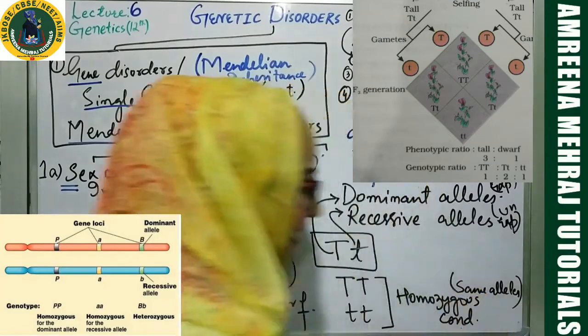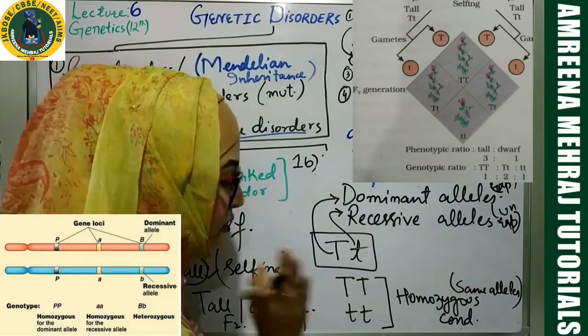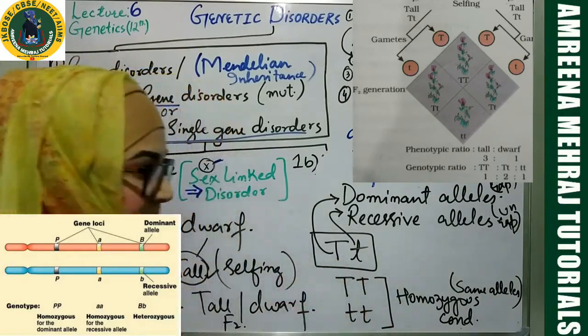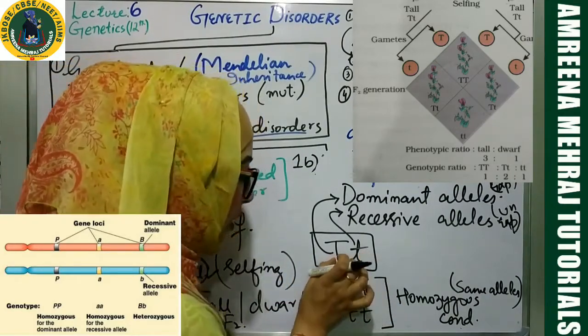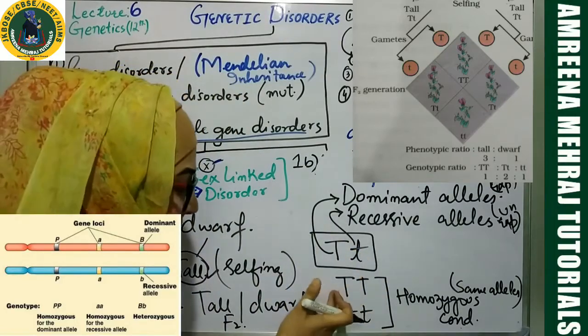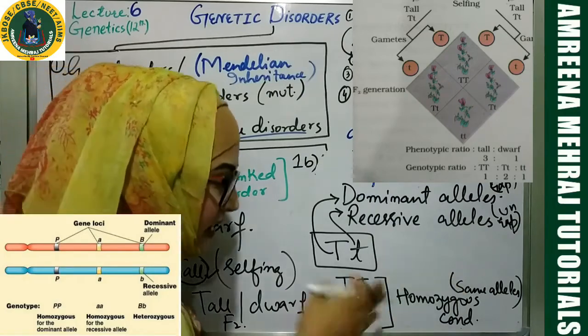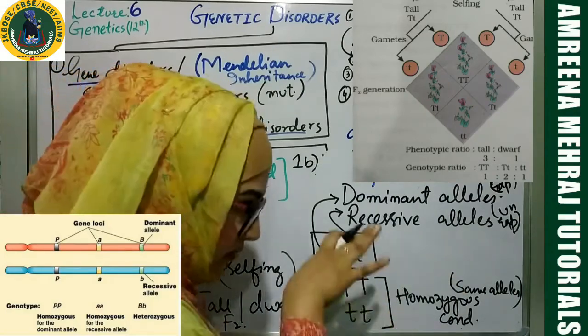You have same alleles for a particular character. See your capital D, small t. Both dominant, both recessive. Okay. But in this condition, you have one dominant, one recessive, whereby the law of dominance plays its role. Here, there is no role of dominance. Here, both are same, it will be tall. Both are dwarf, both are recessive, it will be dwarf.